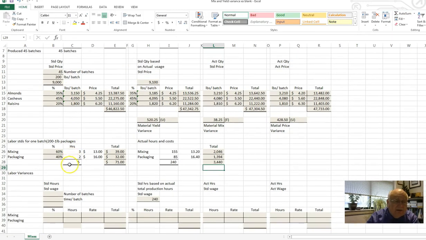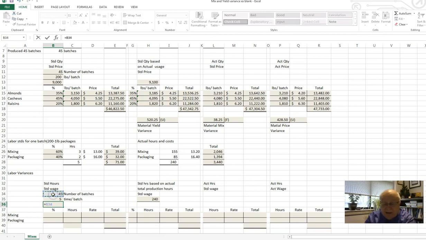So let's come down here for our standard. Number of batches, again it's 45. Each batch requires 5 hours. So we multiply them out. So for the 45 batches, we should have used a total of 225 hours. The percentages that we have is 60 and 40. So again, we use the same thing like we did before, 225 times 60% is 135 and 90. That's what we should have used.